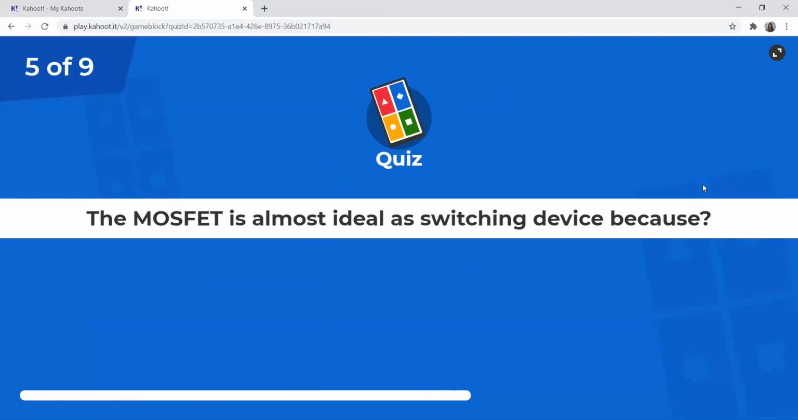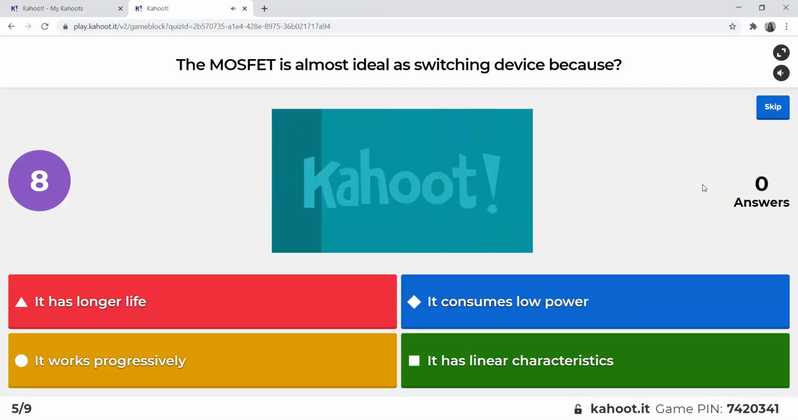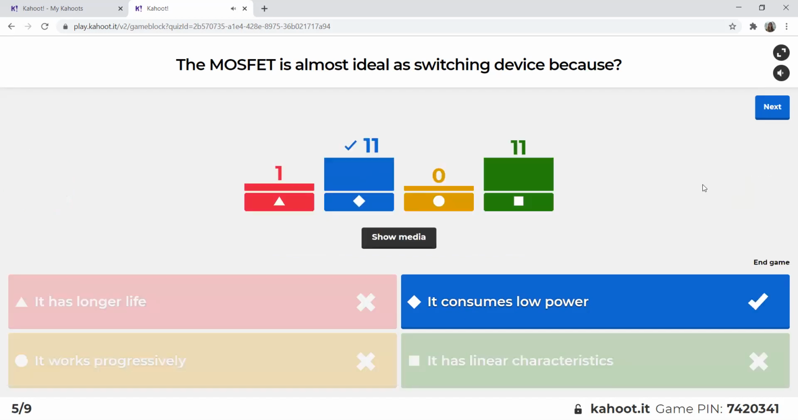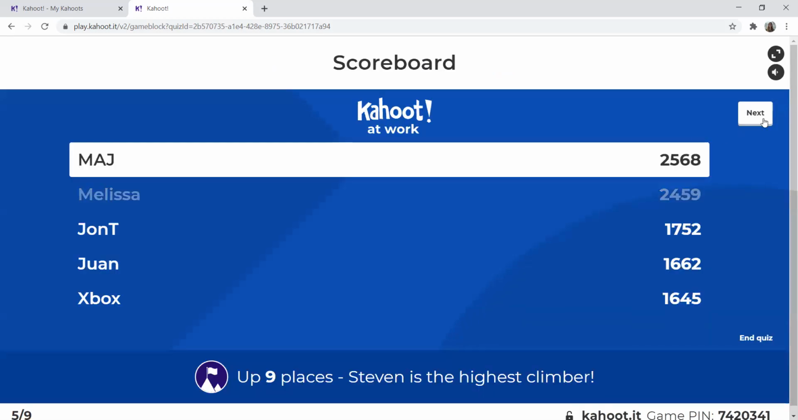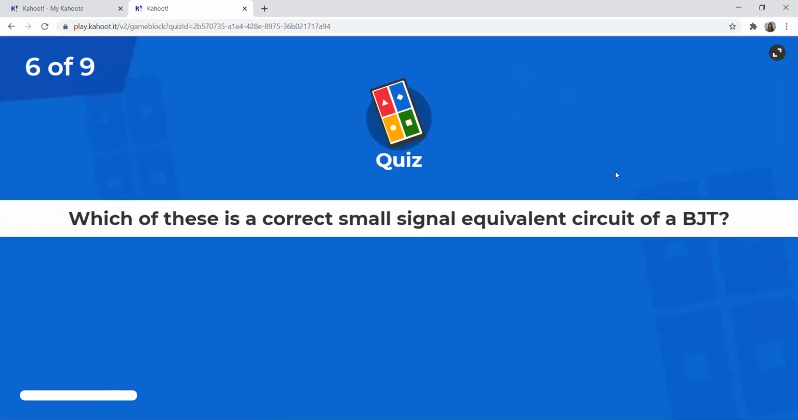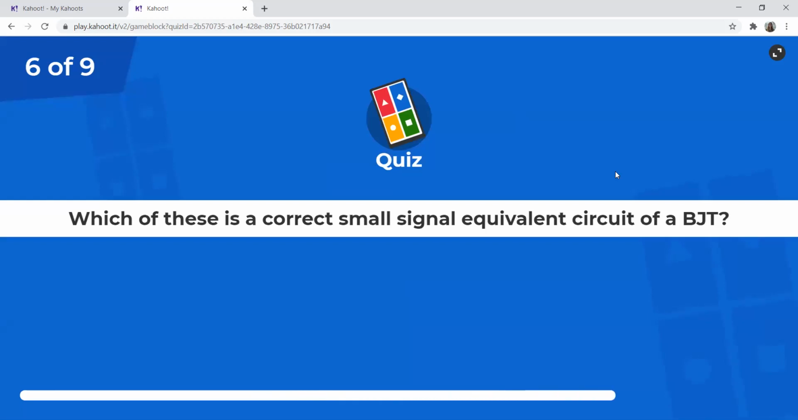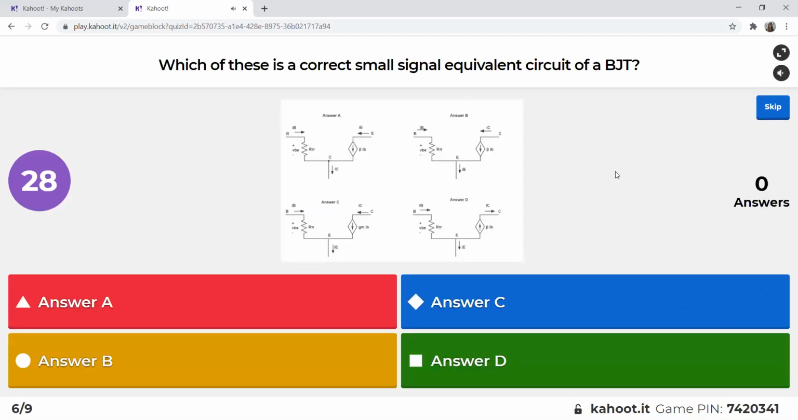The MOSFET is almost ideal as a switching device because it consumes low power. Yeah, so that's why we usually use MOSFETs over BJTs. It's low power. Next question. So this is our sixth one. Which of these is a correct small signal equivalent circuit of a BJT?